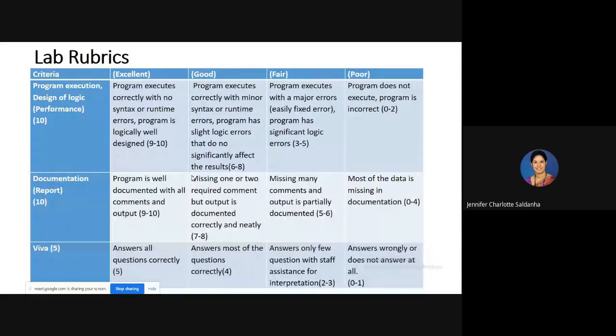About the lab rubrics, now here I would like to mention the conduction of the lab, how the online lab will be conducted.